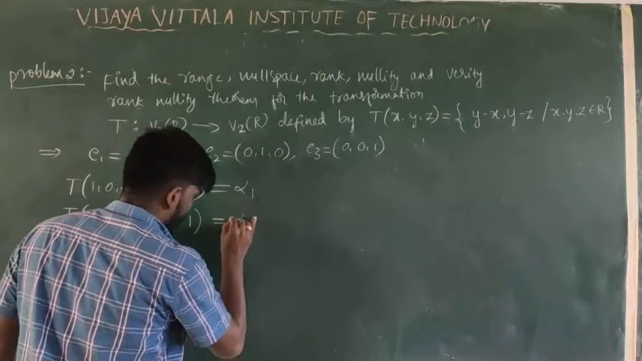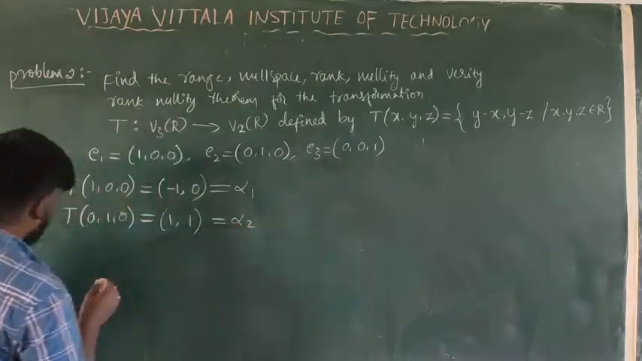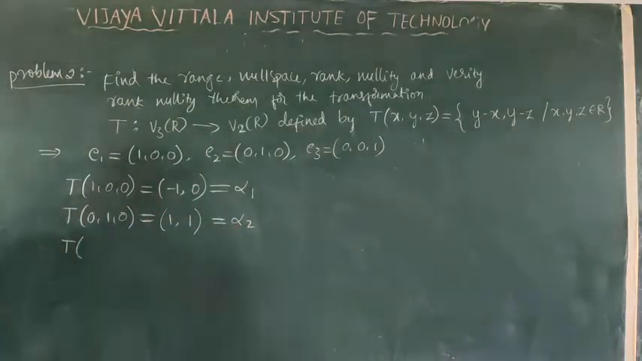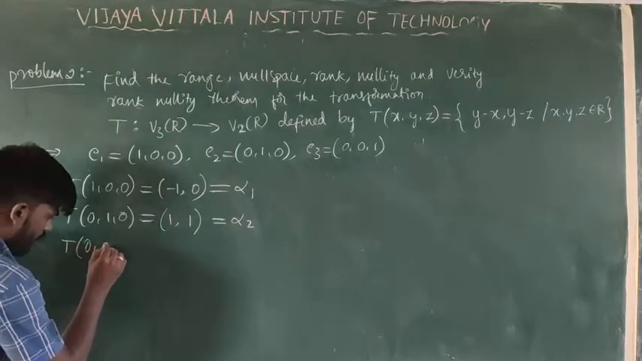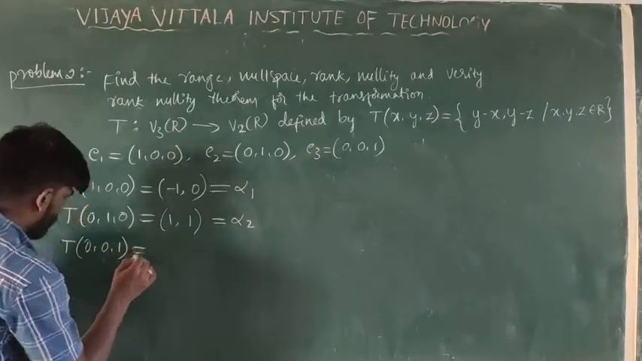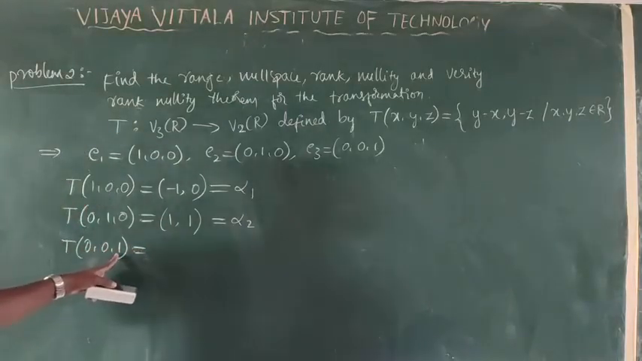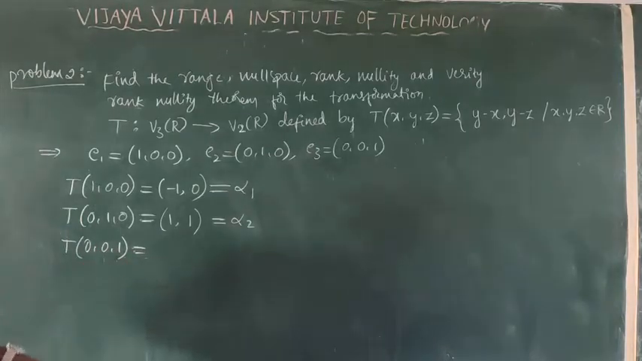We call this alpha 2, and T of (0, 0, 1): you can substitute 0 in place of x and y, and in place of z substitute 1.